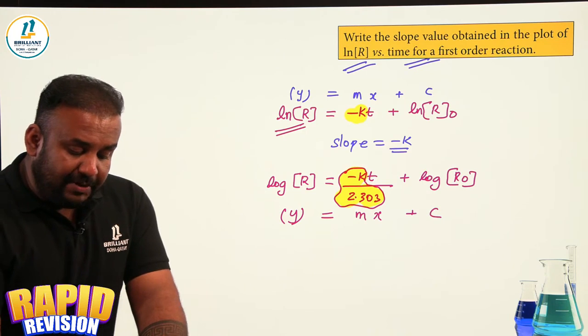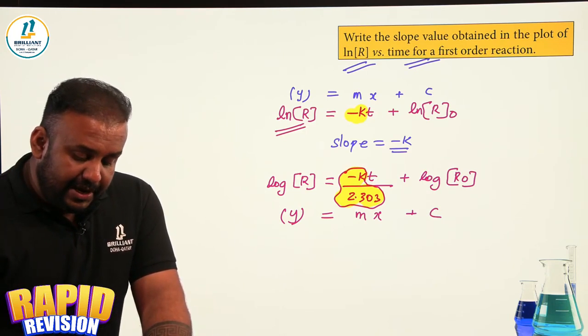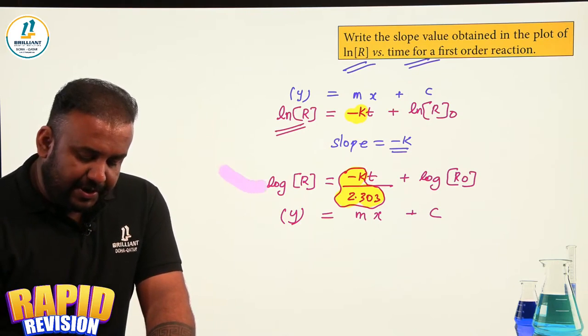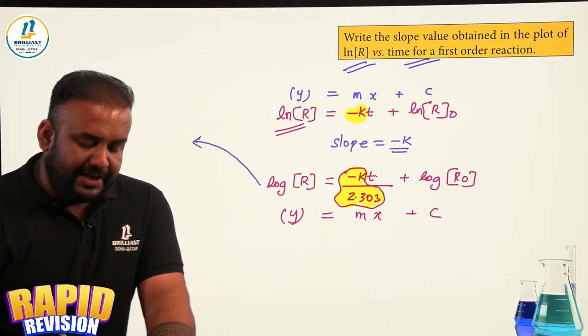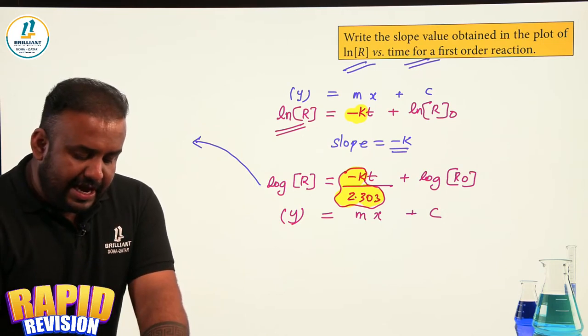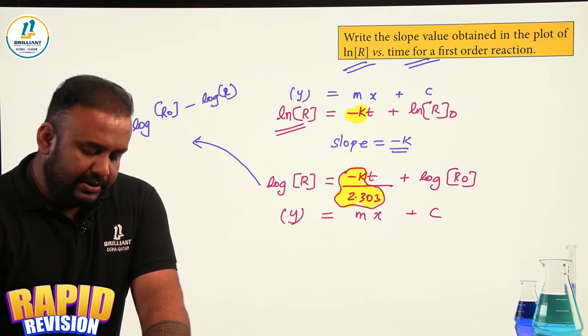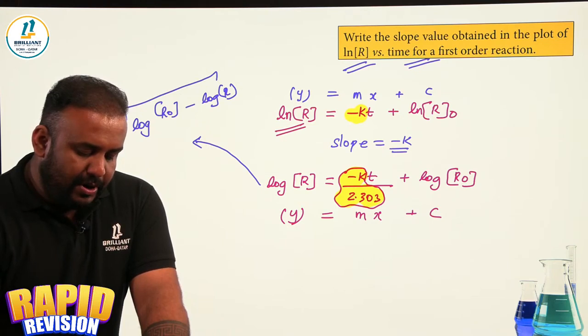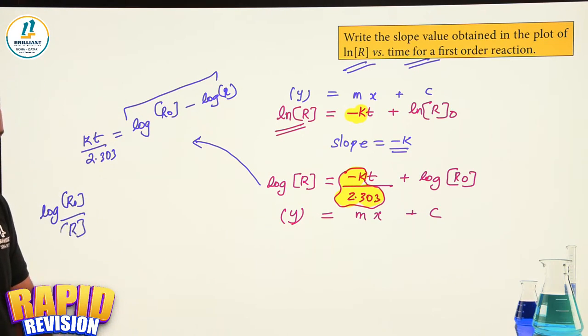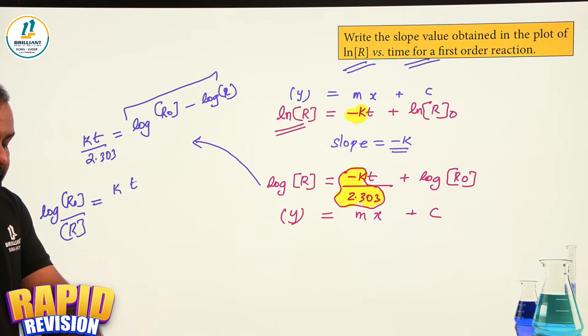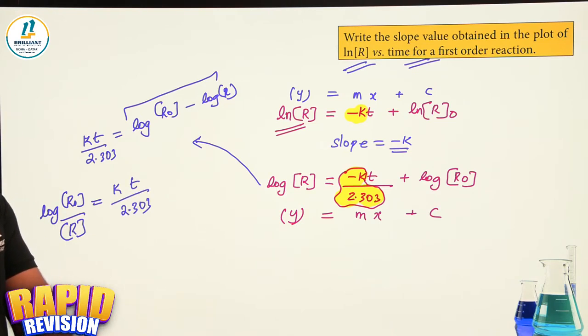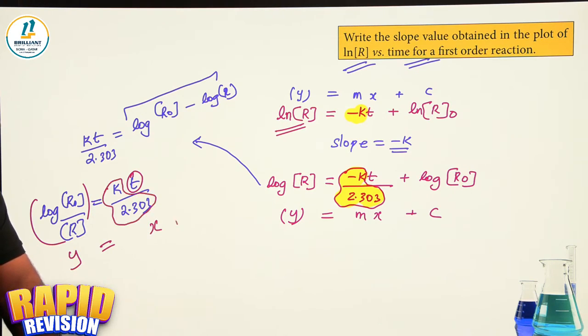Another possibility is there, okay? Don't forget that as well. See, I can also write this as this equation. Everybody please focus. Sometimes you will get a graph like this. Log r is equal to minus kt by 2.303. I can write kt by 2.303 is equal to log r naught minus log r. So what is log r naught minus log r? It will become log r naught divided by r, which is equal to kt by 2.303. If I am taking this as the y coordinate and x as t, then the slope will be k by 2.303. But the shape of the graph will be a straight line with a positive slope.